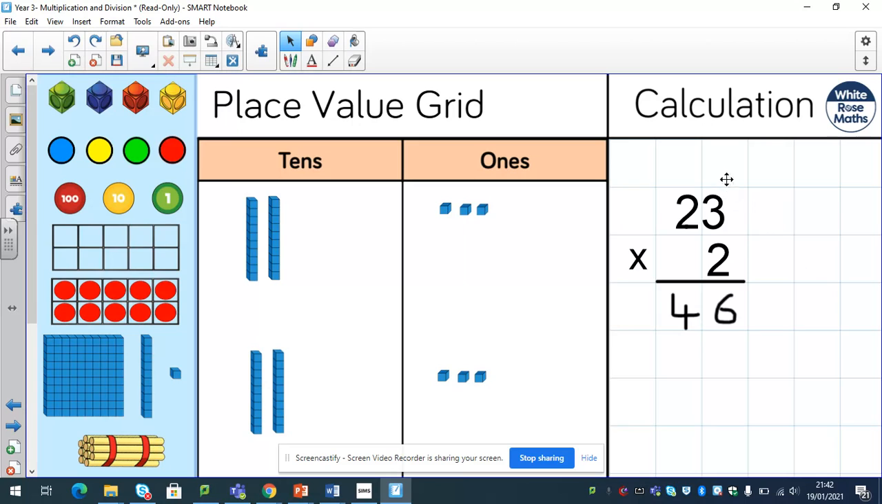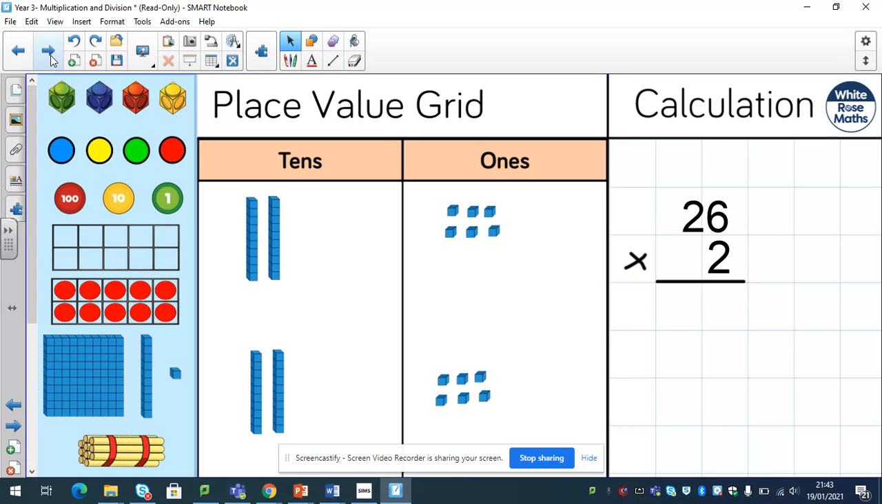Okay, so as a calculation, we start in our ones column. 3 times 2 is 6. Then over to the tens column. 2 times 2 is 4. My total, 46.